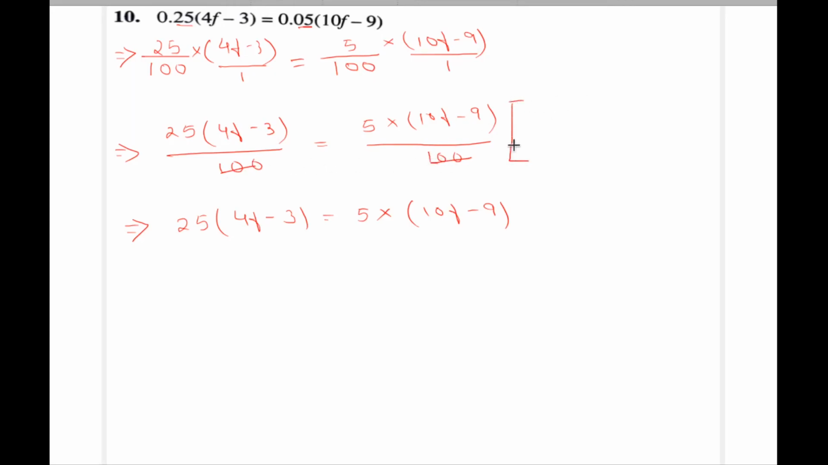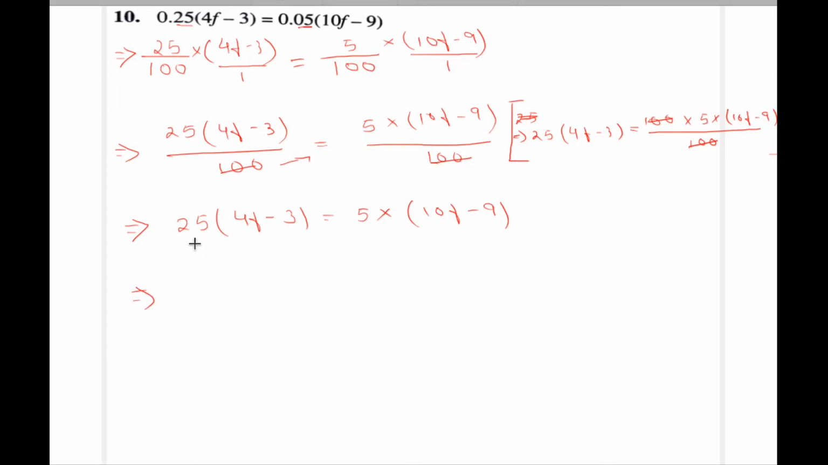Let me show you just one step here. This implies 25 (4f minus 3) equals, if we take this 100 to the other side, it will go directly to the numerator, and the other terms we will write exactly by 100. Okay, so here we can cancel 100 and 100. Okay, and then we are left with the same thing. So we have just added this extra step over here. So directly we can cancel them out. Okay.